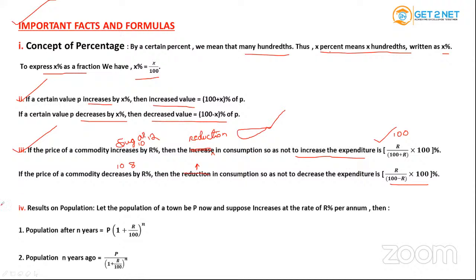Now when we are talking about results on population, let the present population of a town be P. Suppose it increases at the rate of R% per annum. Then the population after n years will be P into (1 plus R divided by 100) to the power n. N is years, P is population, R is rate of percent. And if we are talking about years ago, then we will just divide the population by the same factor.